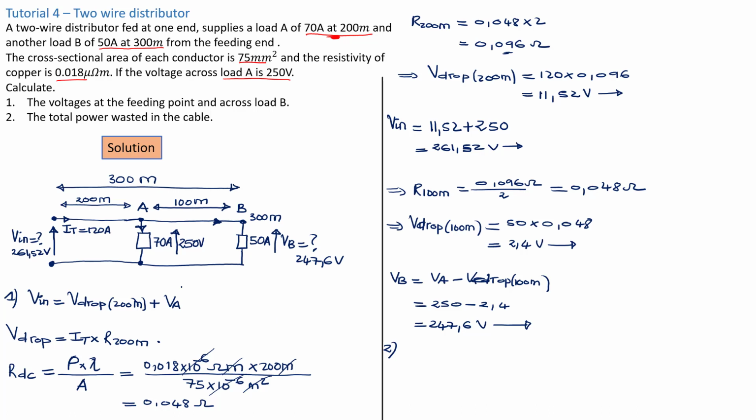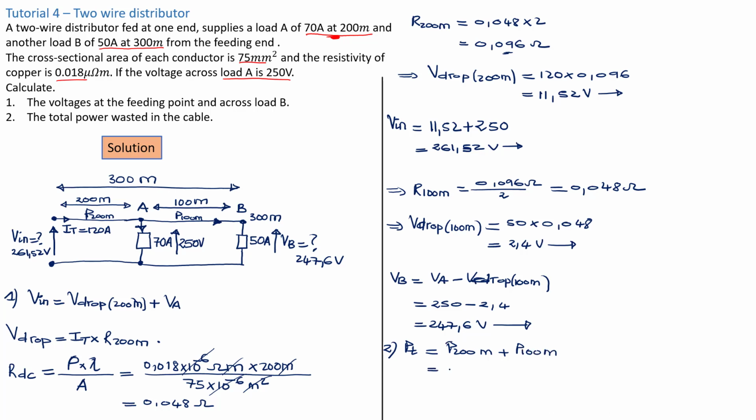So now we can find the last question, which is the total power wasted in the cable. That is the power wasted in this section, power on the 200 meters, and also power on the 100 meters section of the cable. Because there are different currents flowing through those sections, the power will be different. So P total is going to be P on the 200 meters plus P on the 100 meters.